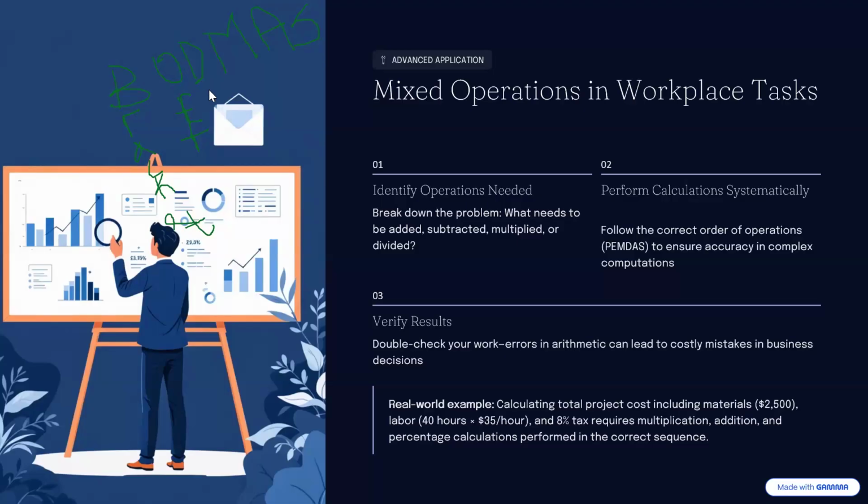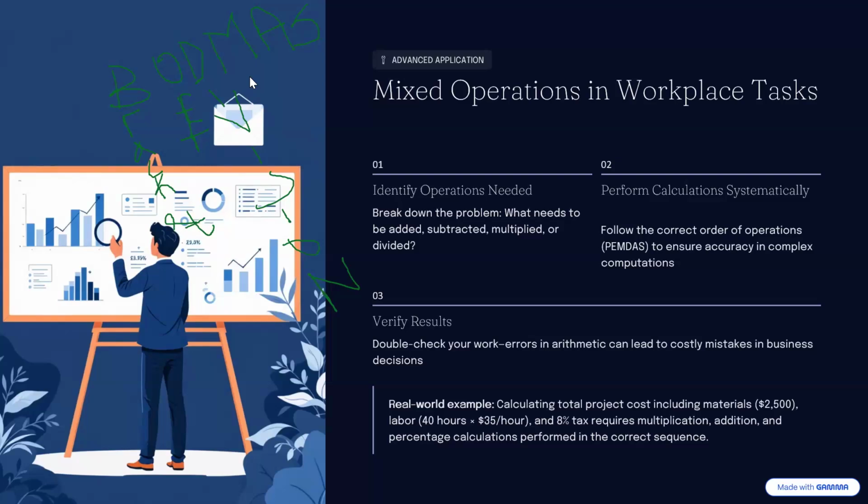D stands for division. Division here means to divide. M stands for multiplication, A stands for addition, and S stands for subtraction.